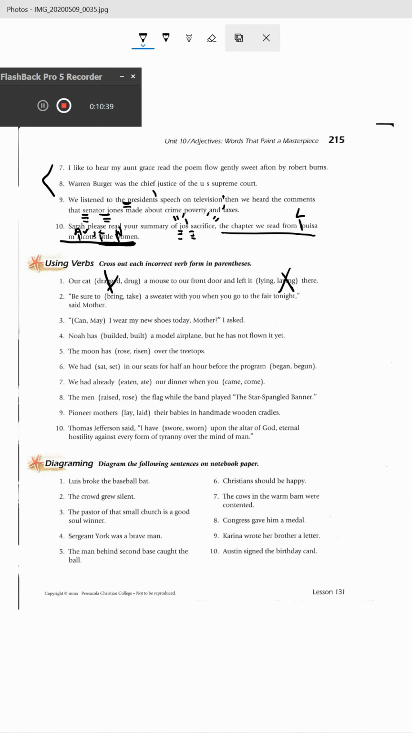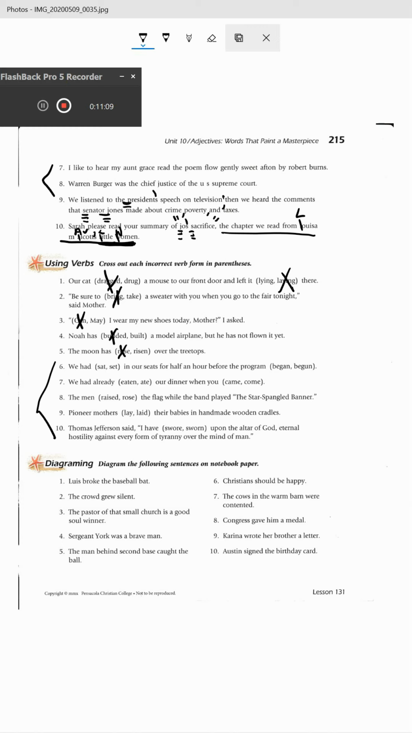Be sure to bring a sweater with you or take a sweater with you. You're taking it where you're going. Can or may I wear my new shoes today, Mother? You're asking permission. Noah has builded or built? Built. One more. The moon has rose or risen? Has risen. All right, see how you do on these and we'll check them again tomorrow.